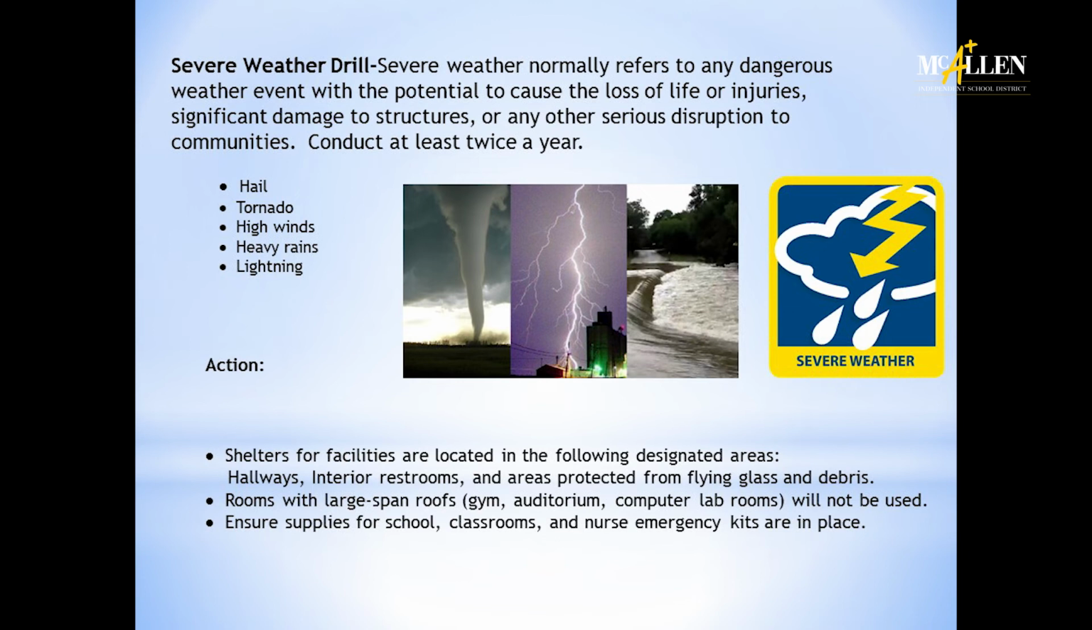What actions should you take? Shelter for facilities are located in the following designated areas: hallways, interior rooms, and areas protected from flying glass and debris. Rooms with large span roofs, example gym, auditorium, computer lab rooms, will not be used. Ensure supplies for school, classroom, and nurse emergency kits are in place.